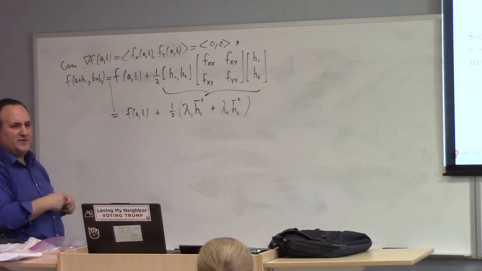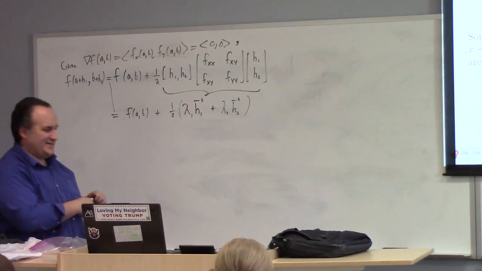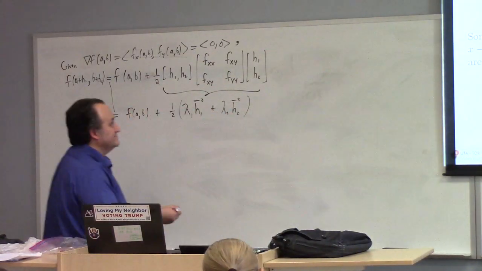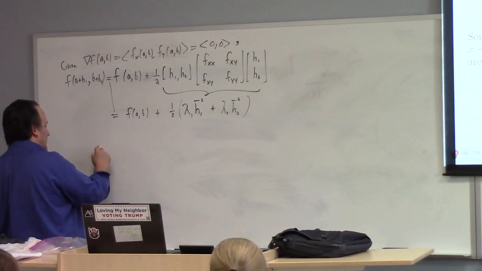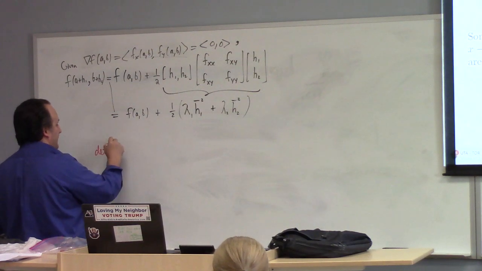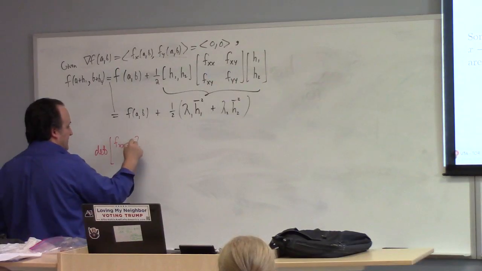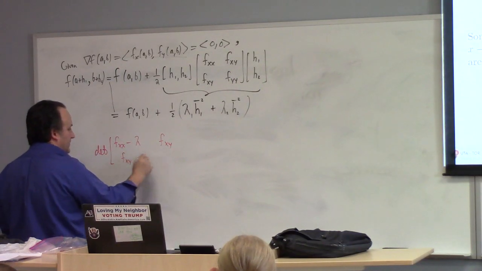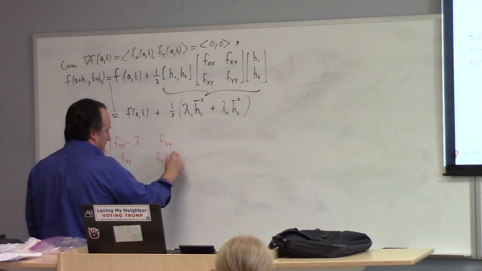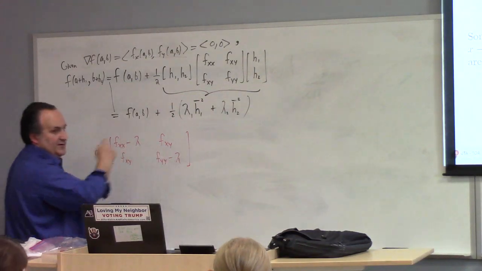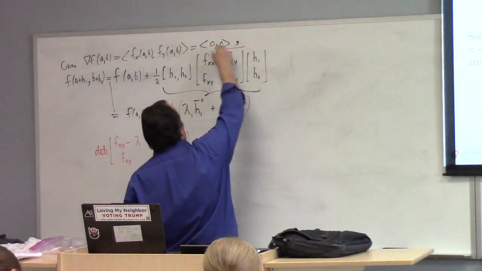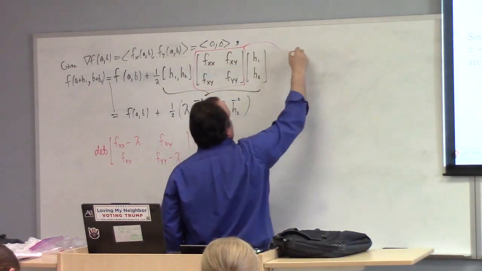So what's the formula for the eigenvalues of this matrix? Can you guys tell me? Can we work that out? Let's work it out. What's the determinant of fxx minus lambda, fxy, fxy, fyy minus lambda? That would be the characteristic equation for this matrix. By the way, this matrix has a name. This matrix is called the Hessian matrix.